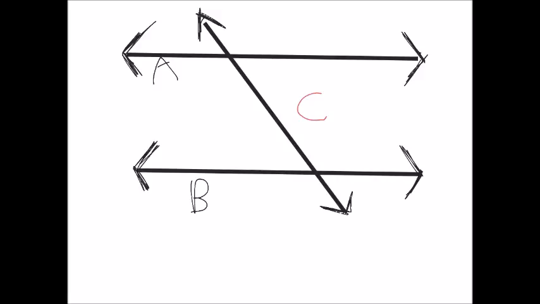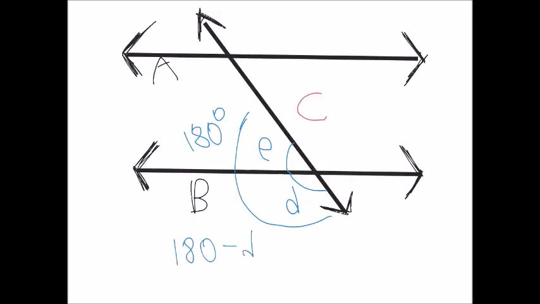So let's say we know this angle right here. We'll call it D. If we know angle D, we can figure out this angle, E, because this big angle over here is 180 degrees because it's a line. So we can say 180 minus D equals E.